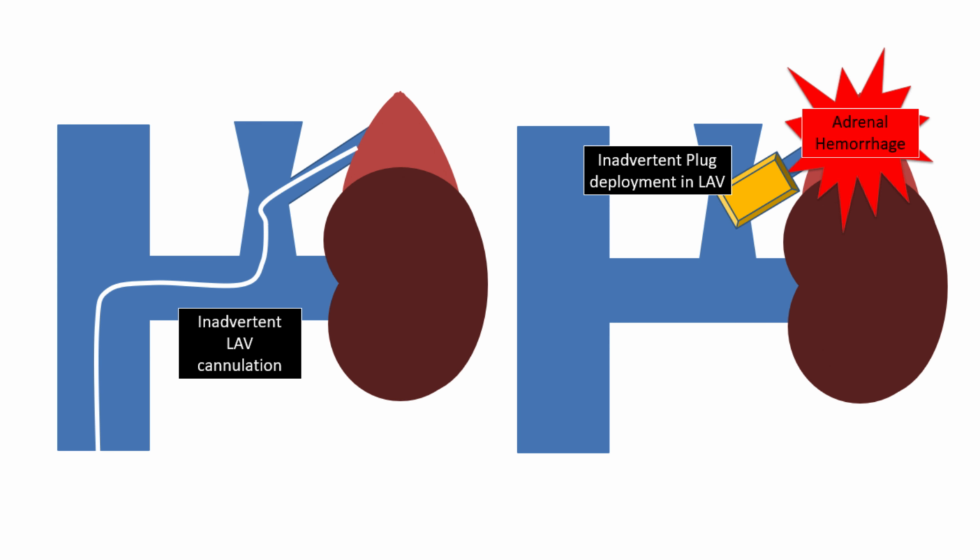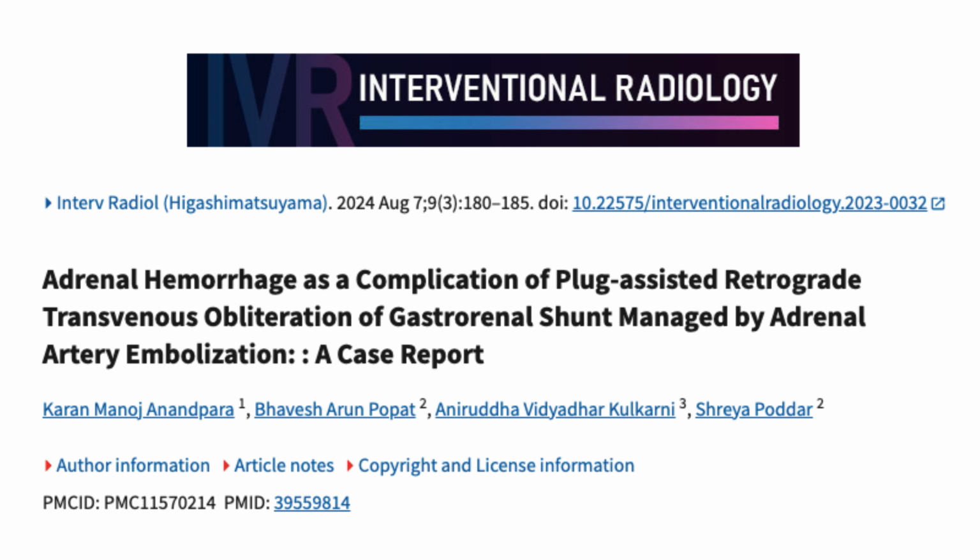So while advancing the wire, we should make sure that the wire is not directed laterally towards the adrenal vein, but we should be having a straighter course of the wire towards the straight segment, that is towards the gastrorenal shunt or the inferior phrenic vein. In fact, an inadvertent plug deployment into the left adrenal vein can in turn lead to increased adrenal pressures and an adrenal hemorrhage.